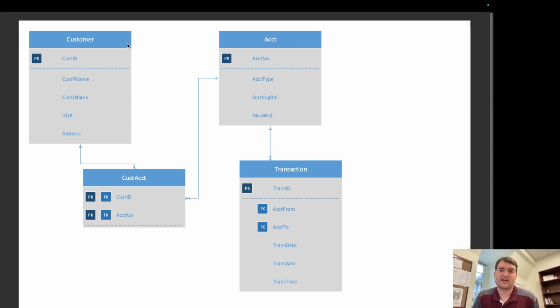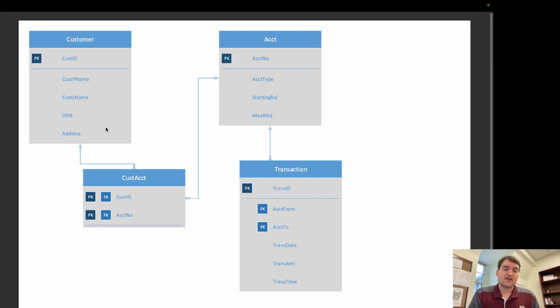Within the entities, we collect something called attributes. These attributes describe the entity. If you look at the customer entity here, you can see that there are a total of 5 attributes that describe customer. Those are cust ID, cust fname, cust lname, DOB, and address.